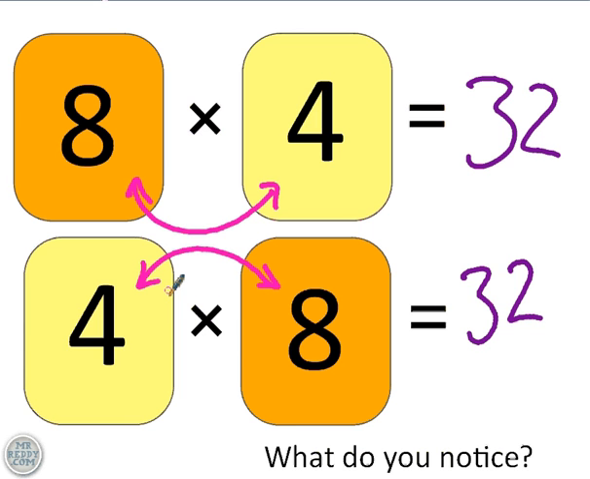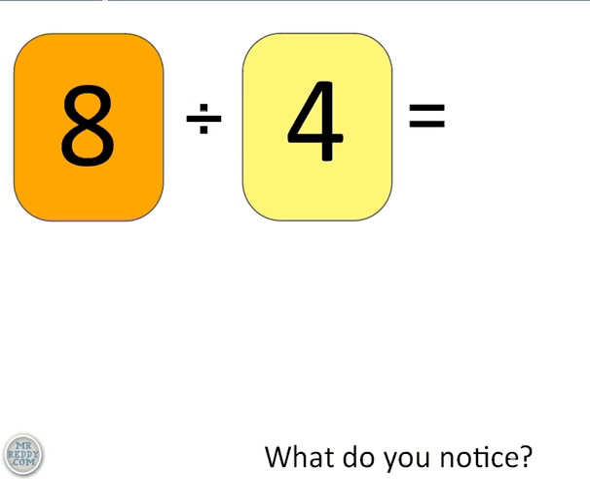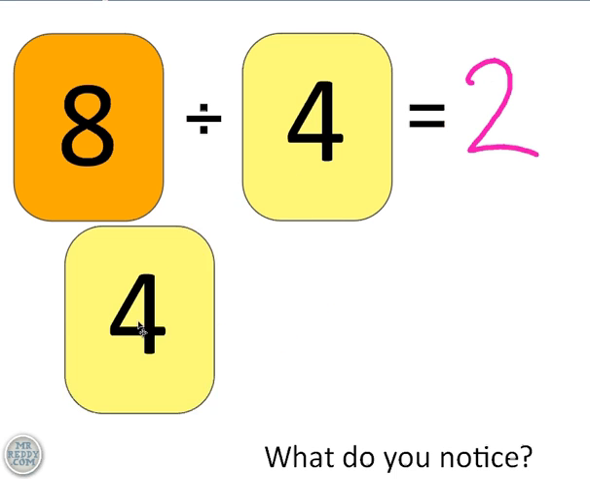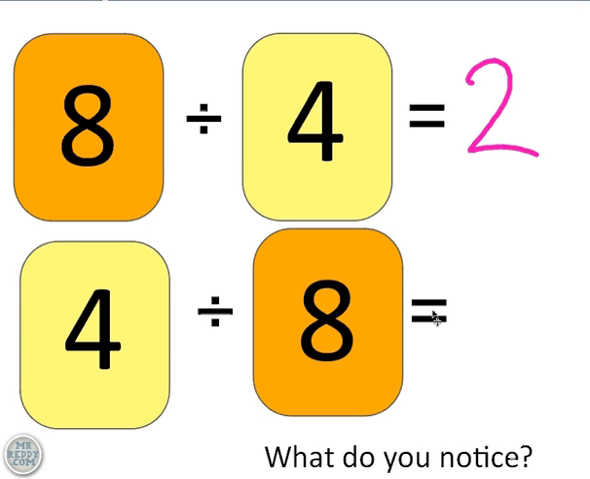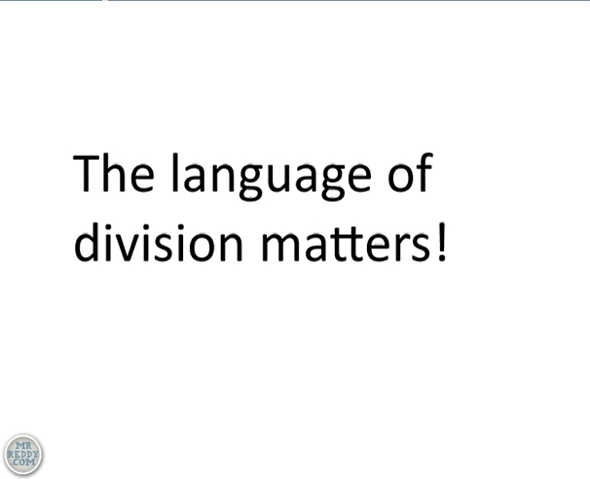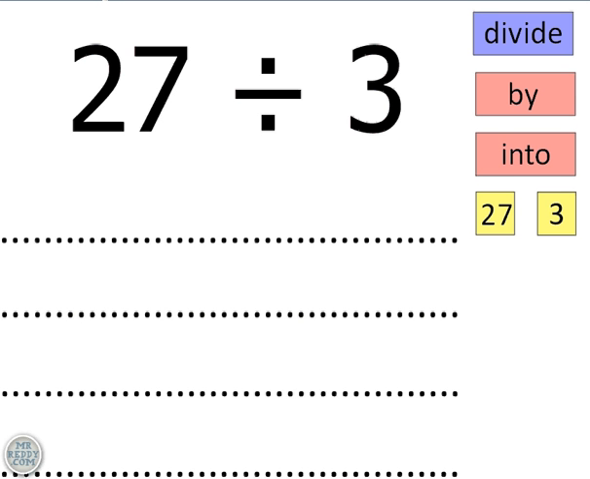Okay? Let's try the same thing with division. 8 divided by 4 is 2. And if I change things around and do 4 divided by 8, what do I get? I get a half, or 0.5. Now obviously 2 and a half are not the same thing. So that must mean that the way we write the division and the way we talk about the division makes a difference. The language of division matters. So how do we talk about it?